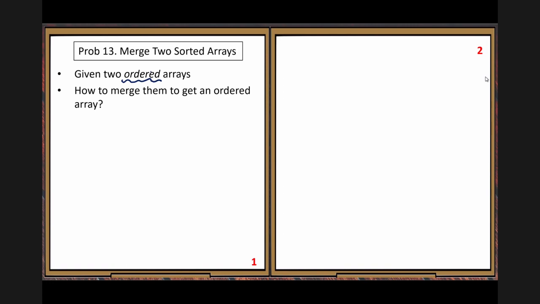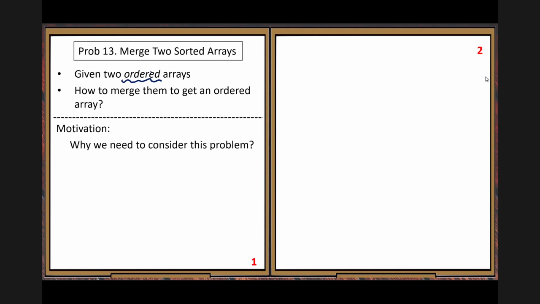A simple question, but very basic. So we want to study this problem first. Motivation: why do we want to study it? Let's look at this motivation question first. Why do we need to consider this problem? There is a good reason here. Let me describe the situation we may have. Let's look at this question first.